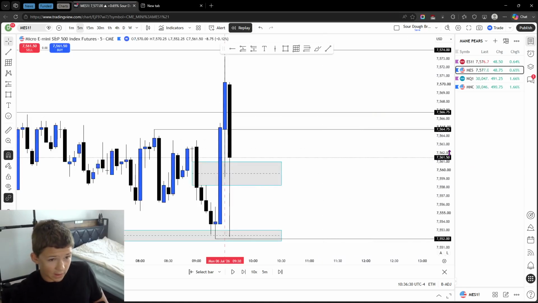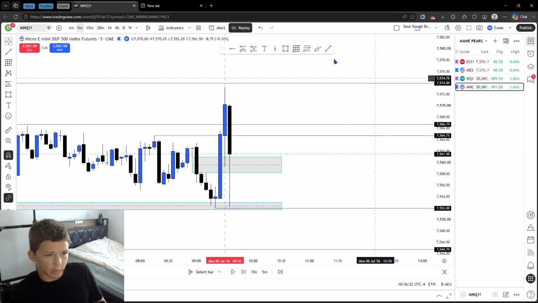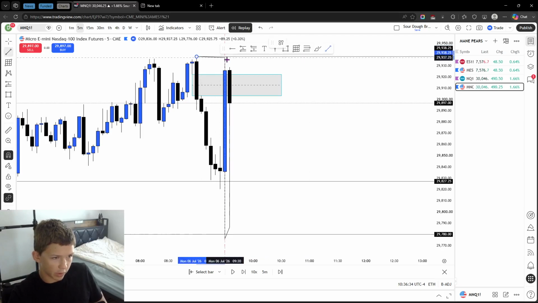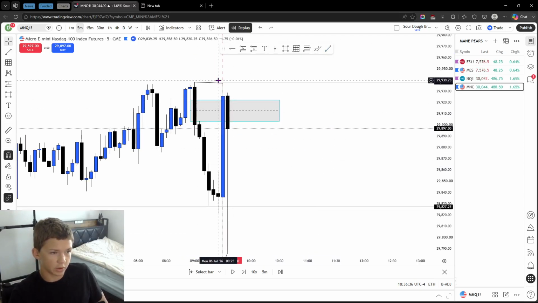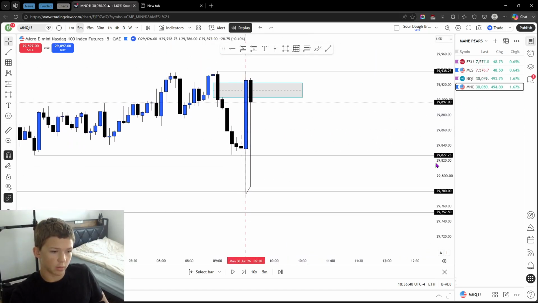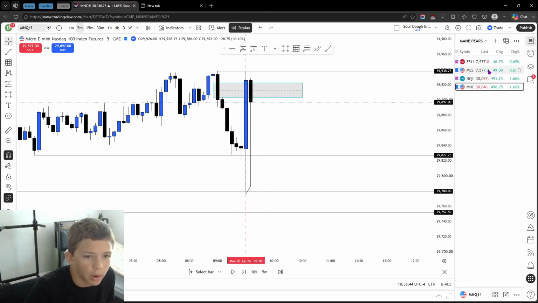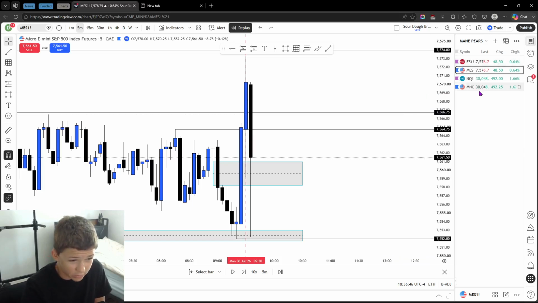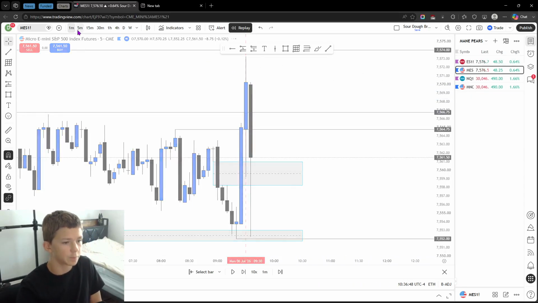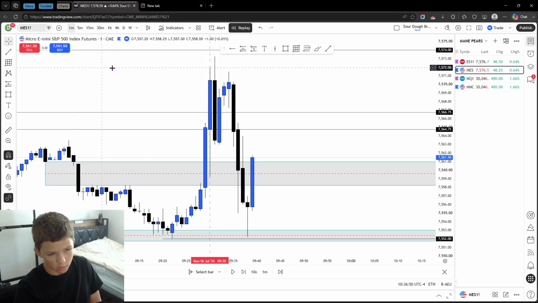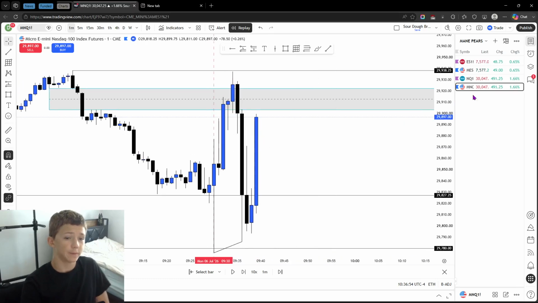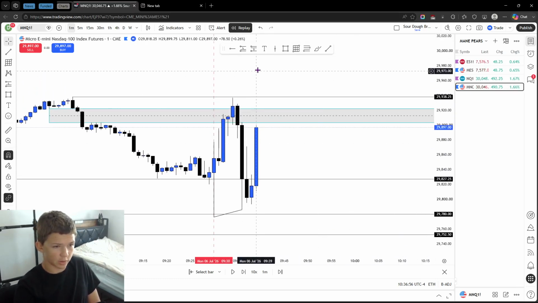On ES, kind of same story, but my main concern was we created this SMT divergence, and there's a possibility for shorts, especially because of this bearishness. But ES was actually pretty bullish, so I mean, it is whatever. And then, okay, on NASDAQ, I was waiting for a break of structure to the upside.